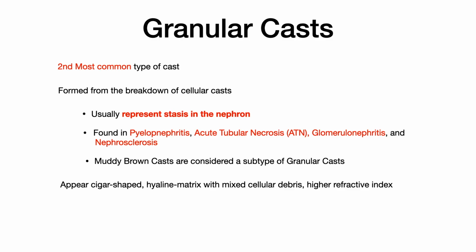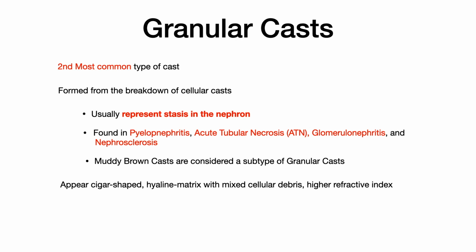So granular casts are the second most common type of casts, and these are formed from the breakdown of cellular casts. And when I say cellular casts, I mean like red blood cell casts, white blood cell casts, epithelial cell casts, and we'll talk about those individually in just a moment. But for granular casts, these usually represent urinary stasis in the nephron, and unfortunately that doesn't tell you a whole lot about a disease association. But granular casts can be found in pyelonephritis, acute tubular necrosis, glomerulonephritis, and nephrosclerosis.